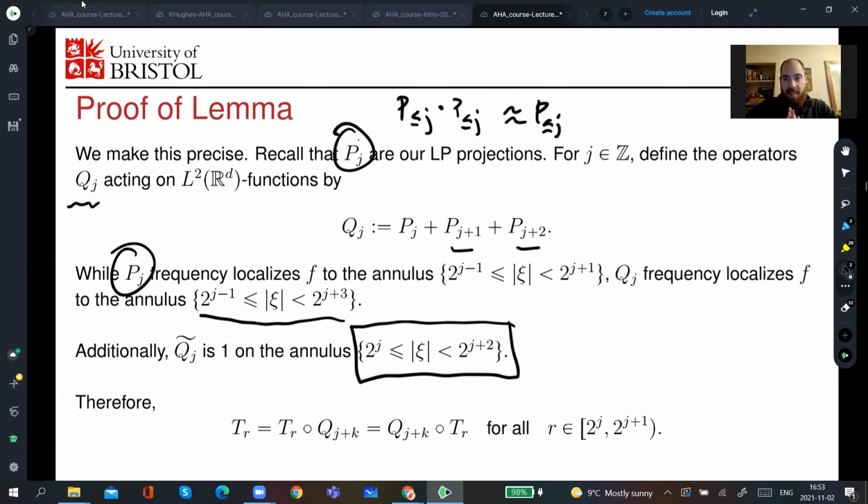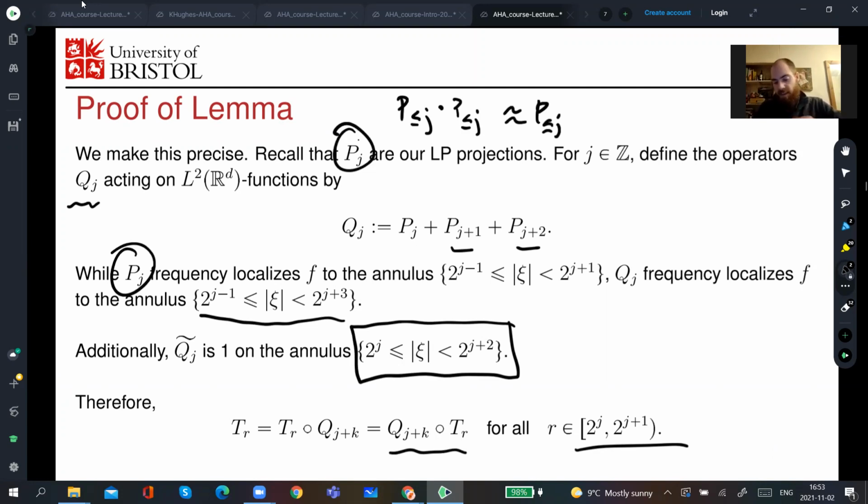That has the following property. If I take T_r, where r is between 2^j and 2^(j+1), then T_r composed with Q_{j+k} is equal to T_r. And again, on the Fourier side this is multiplication, so you can change the order, and you get this equality for free as well.